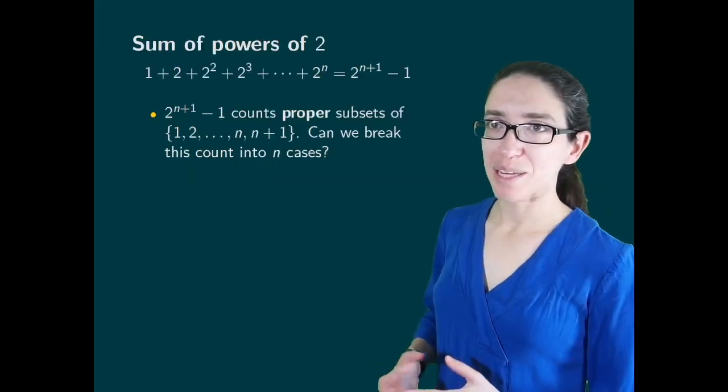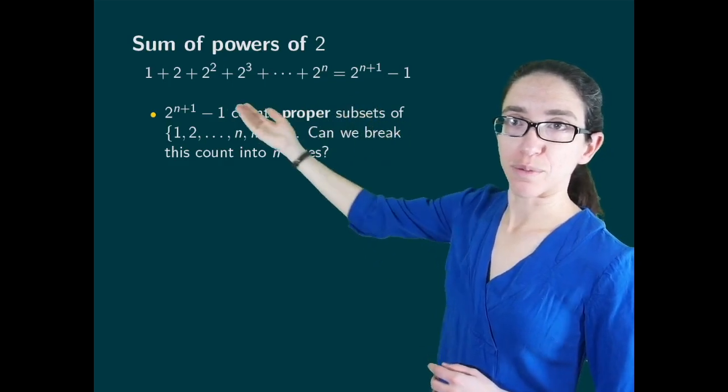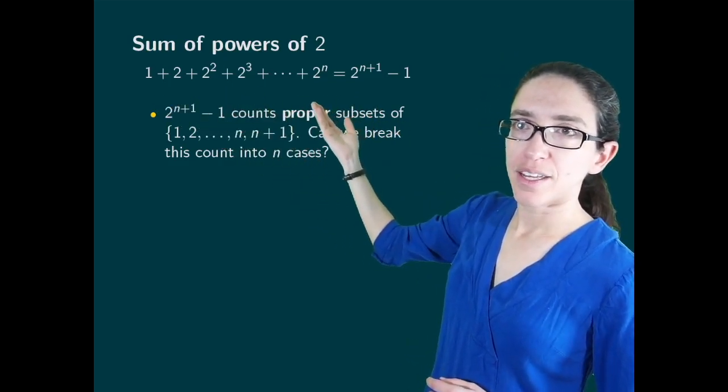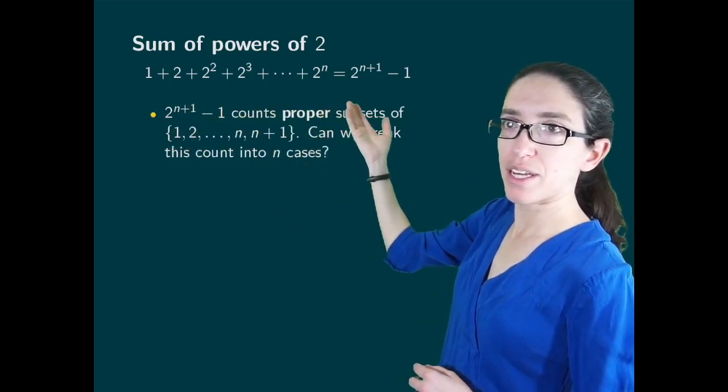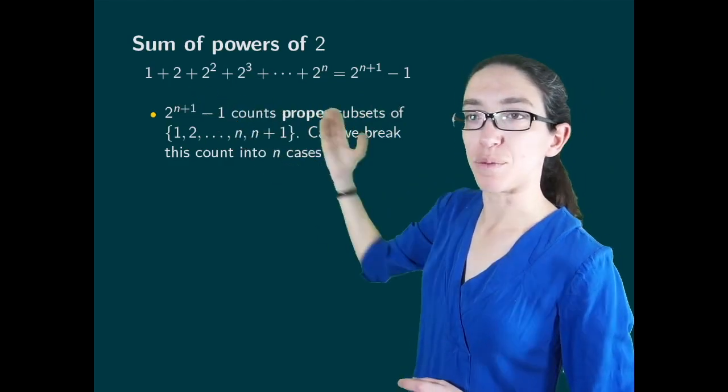Let's look at one more example of this. The sum of the first n powers of 2 has a nice closed formula. If you add up 1 plus 2 plus 2 squared plus 2 cubed up to 2 to the n, this is a finite geometric series formula, and it's equal to 2 to the n plus 1 minus 1. Let's try to prove this identity with a combinatorial proof.